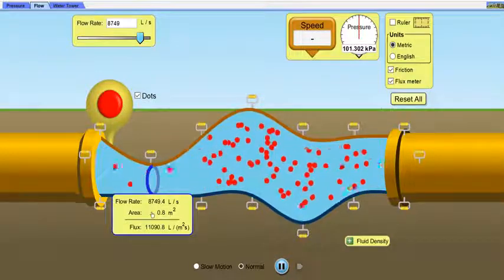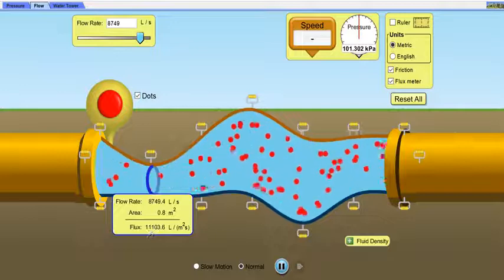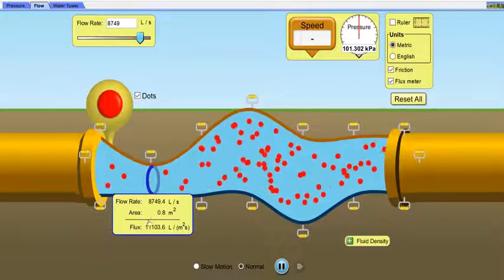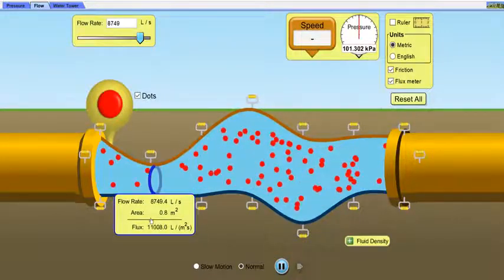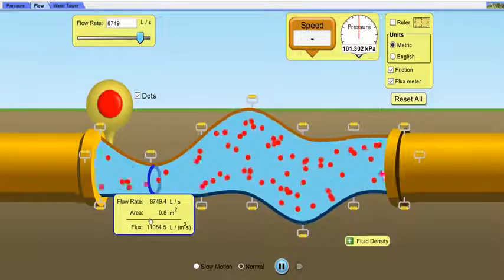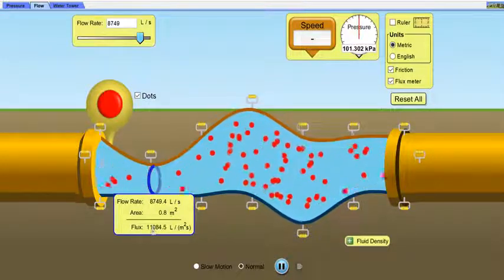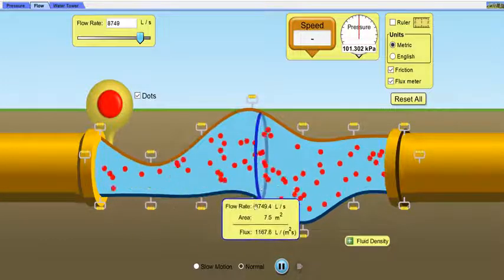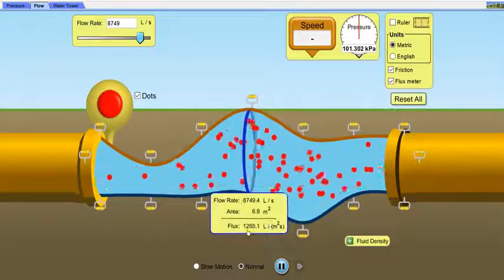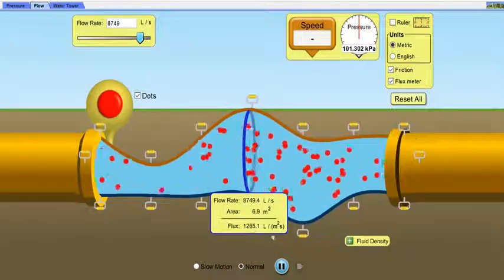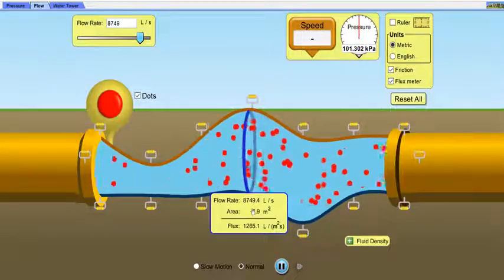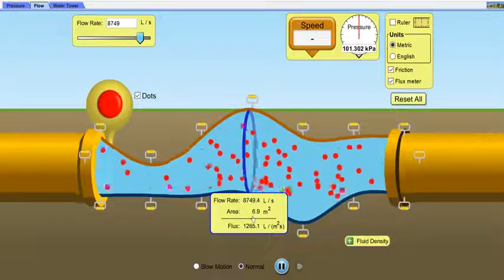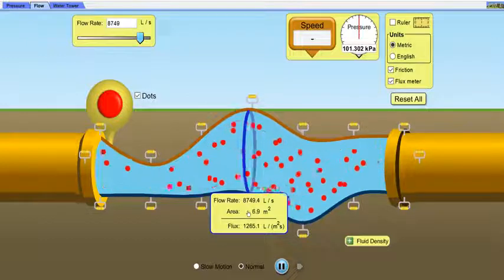Here the area is small, so the flux is high. It is 11,103 liters per meter square second. But as I move to the place where the area is high, it will be reduced, because here it is nearly 11,000, and here it is not 11,000, it is just 1,265 liters per meter square second, because this area is in the denominator. As the area has increased, the flux has reduced.